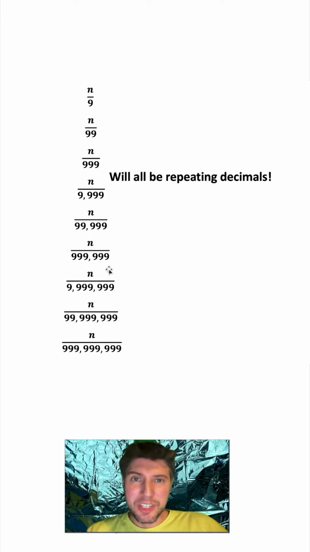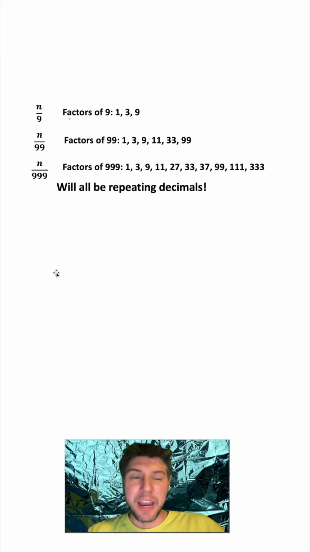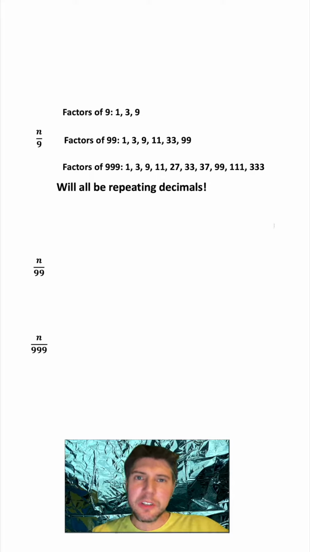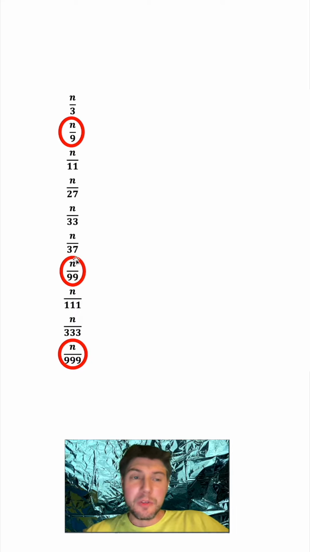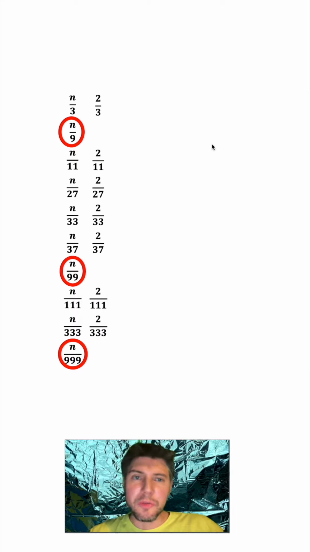But it happens to more than just 9s. If we look at these and we look at the factors of these, if any of these factors other than 1 are in a denominator, it will create a repeating decimal. So we'll break these out and we'll include all the factors of 999. All of these will end up being repeating decimals. We already know these 3 are repeating decimals because of what we talked about before, but these other ones will also be. To show an example, we'll just put 2 for n for all of them.